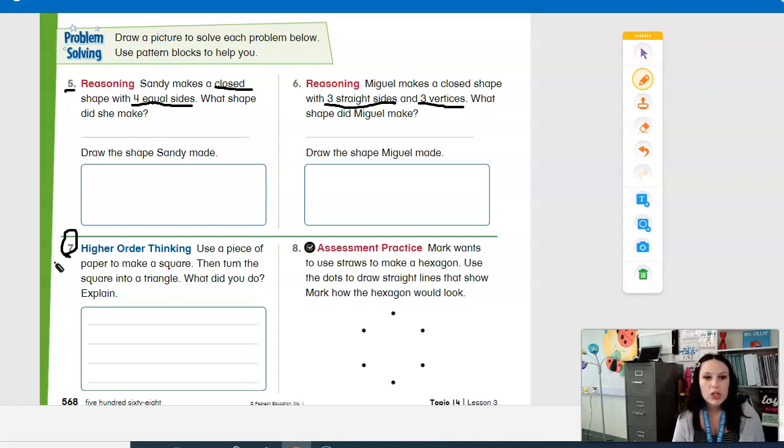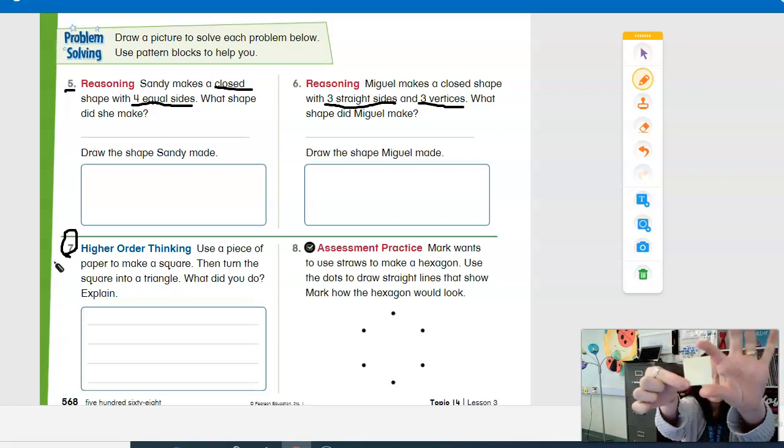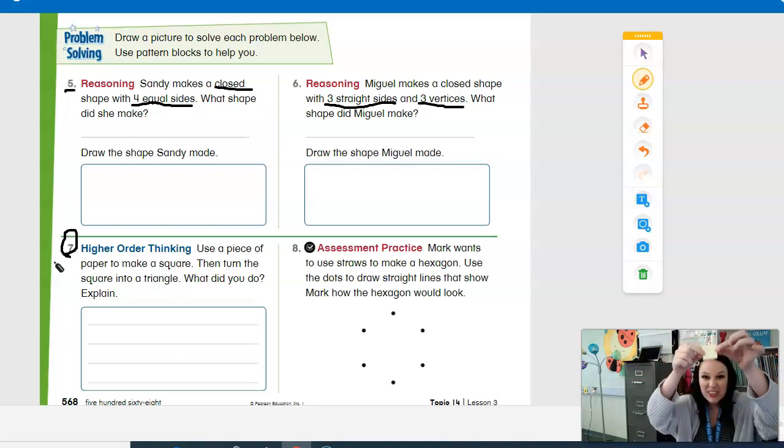So it wants us to turn a piece of paper into a square. That's our first job. So I'm going to use a Post-it note that's already like a square, but I'm going to make it a little bit smaller. So I'm going to fold it in half and fold it one more time. So there is my square. It has 4 sides, and they are all equal. So there's my square. So now it wants me to turn this square into a triangle.